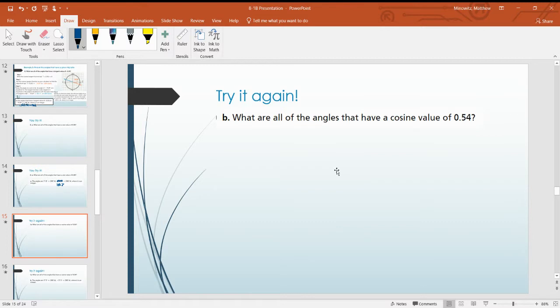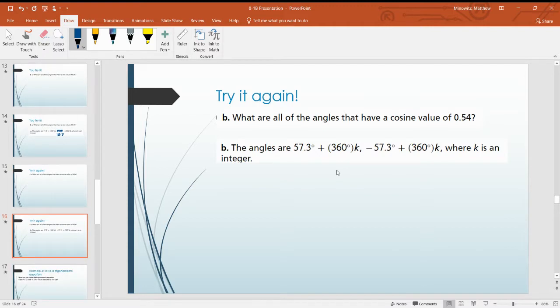Okay, so where is cosine positive? It's positive in the first and the fourth quadrants. I need two angles. So cosine is nice because I could have the positive and the negative. Or once again, I could do 360 minus 57.3 if you wanted 302.7 degrees. You could have had 302.7.